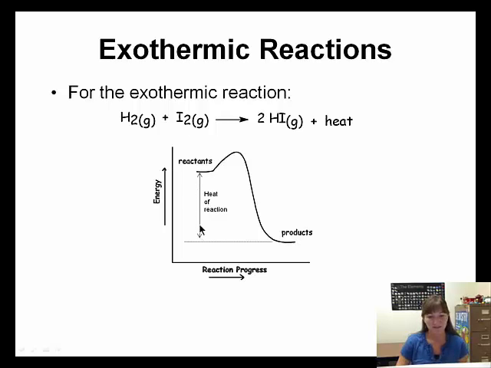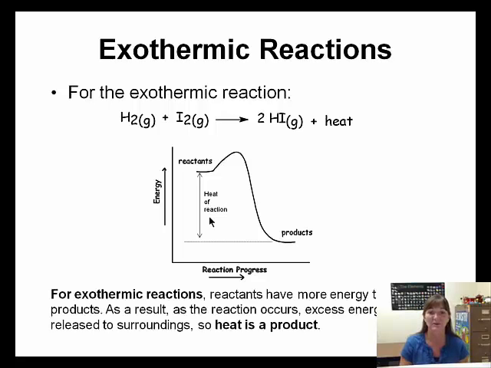A couple other things here. The difference between the energy of the reactants and the energy of the products is what we call the heat of the reaction, or the energy of the reaction, and that is just the difference between how much energy the reactants had and how much energy the products have. So that is an example of an exothermic reaction diagram. For exothermic reactions, the reactants have more energy than the products. As a result, as the reaction occurs, excess energy is released to the surroundings, so heat is produced.